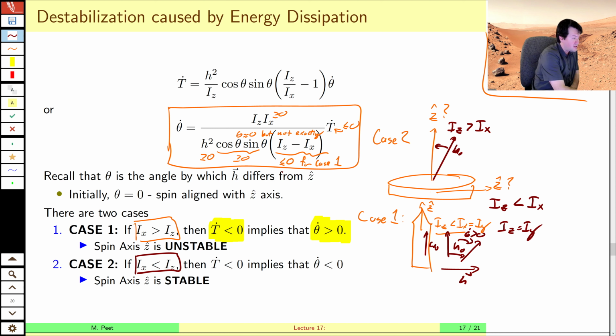And so this term is, in that case, great. That term right there is greater than or equal to 0 for case 2. Okay. And so, as T dot is negative, that implies that theta dot is negative, and so those disturbances from the initial orientation will damp out. So the alignment of the angular momentum vector with the z-axis is stable in case 2, but unstable in case 1.